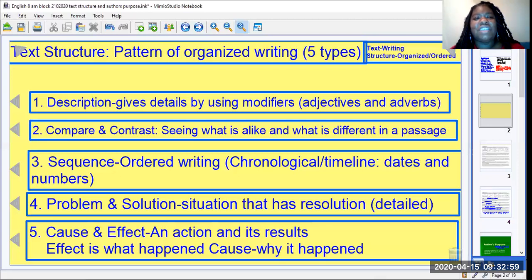So remember, these are all of the text structures. In the corner, text is writing, which is a form of communication. Structure is organized and ordered. So a text structure is just a pattern of organized writing. That's it. All right. So now I'm going to go ahead and go to the next slide.